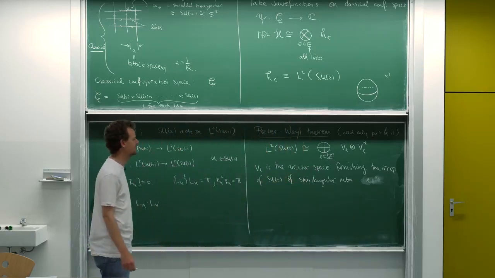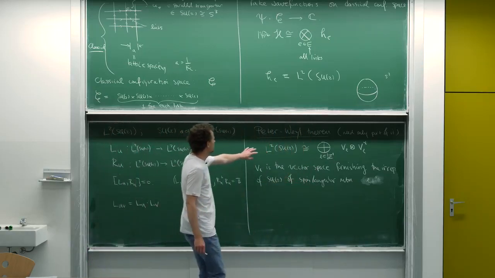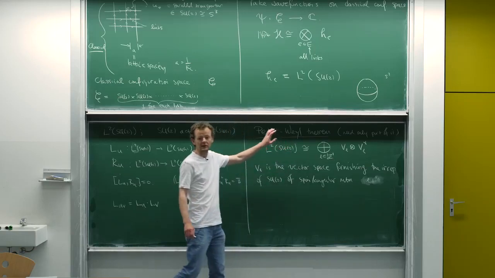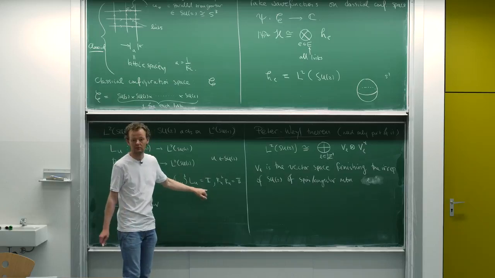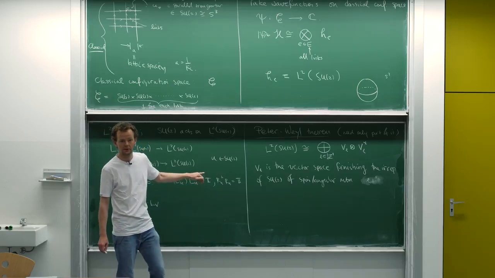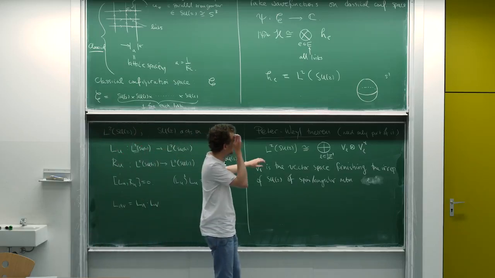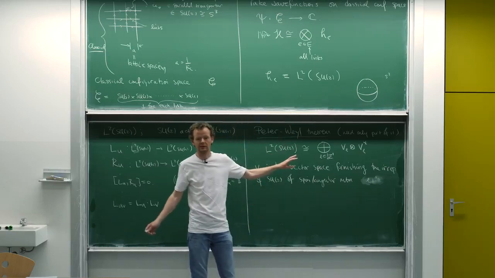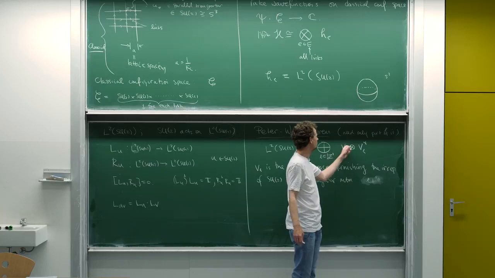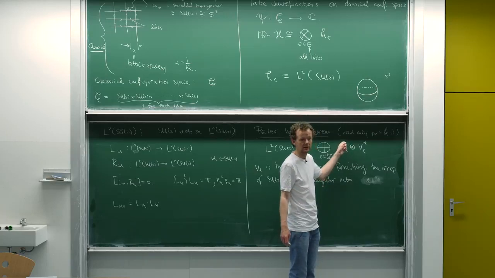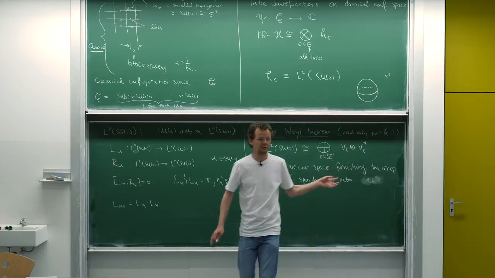I have to orient myself slightly. So L2 of SU2, that's some Hilbert space. SU2 acts on it in two ways, from the left and from the right, independently. You know that any space where a group acts is going to break up into a direct sum of smaller spaces on which the group acts irreducibly. And how it breaks up depends on the space and the action.